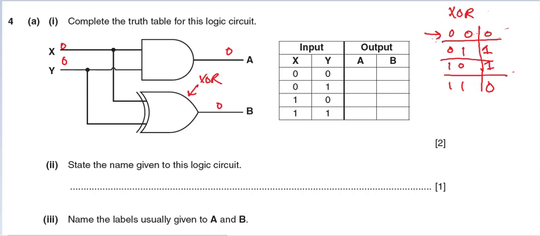So when both inputs are the same, then the output is 0. So this is the truth table for XOR gate. Okay, so when both inputs are the same, the output is going to be 0. So A is 0, B is 0.